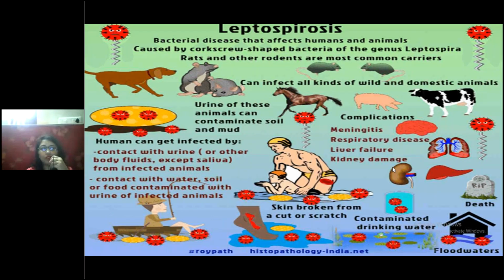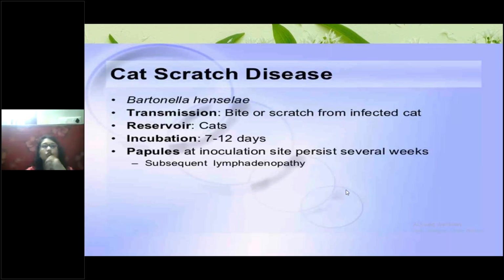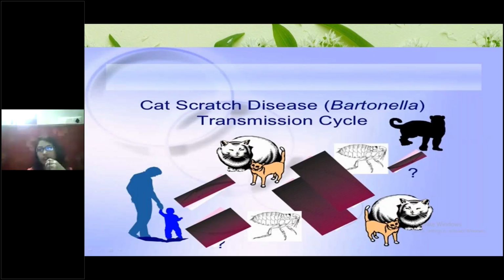So there were different types like Hardjo, Canicola, Icterohaemorrhagiae, Pomona, etc. If urine, soil, water, or tissues are contaminated with leptospires, they can transmit the disease. You might remember Bartonella also. It caused cat scratch disease, Bartonella henselae, through a bite or scratch of the infected cat. After papules, lymphadenopathy can be there. So it is transmitted from cats. Even the rat flea can be involved.